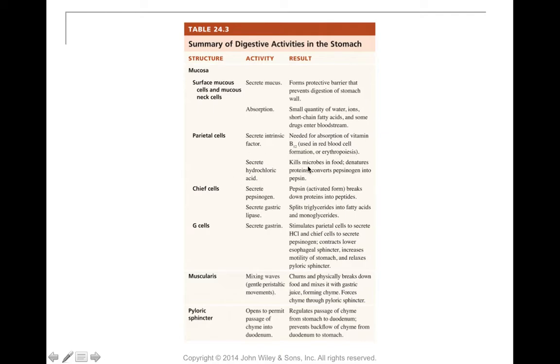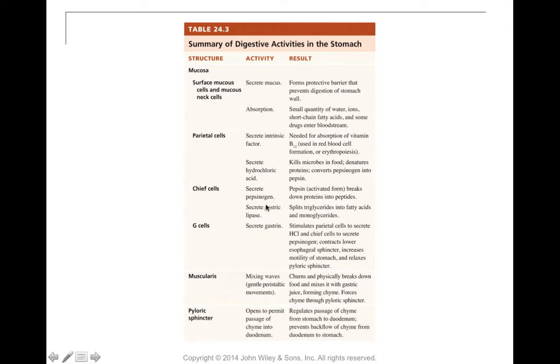Hydrochloric acid is really important because getting that low pH is going to help kill any microbes that we might digest in our food. It's also going to start the process of chemical digestion by denaturing different proteins, and it activates a precursor called pepsinogen into that active pepsin, which is what's going to help break down proteins inside the stomach. We also have chief cells.